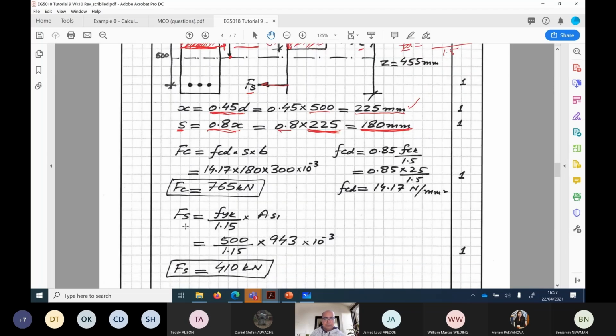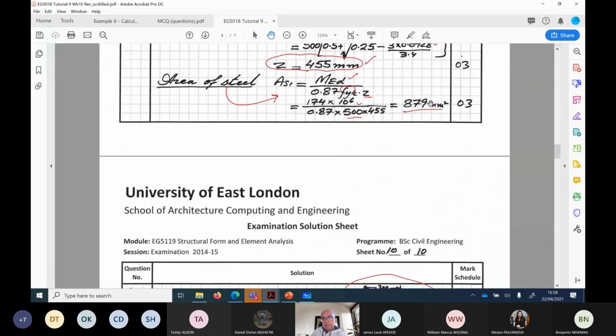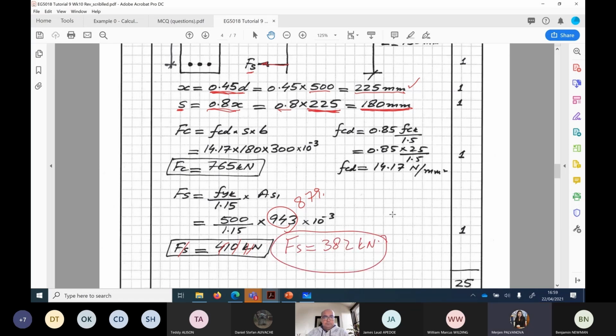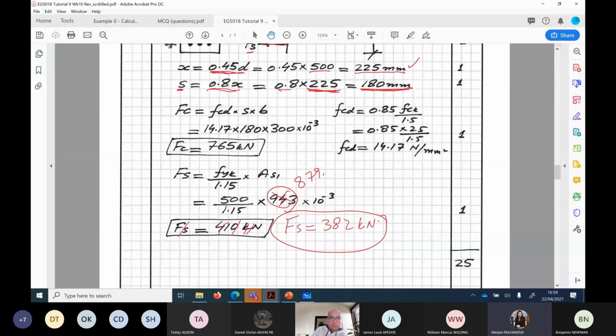Then you work out Fs. Fyk is 500, divided by 1.15 as a factor, and then you multiply it with AS1. Actually, it should be this area, 879. 879 times 500 divided by 1.15 gives 382. So Fs will give you 382 kilonewton. But we have to use the provided area, right? We have to use the required area, not the provided one, which is 879. So that was wrong? Yeah, this is wrong. Yes.